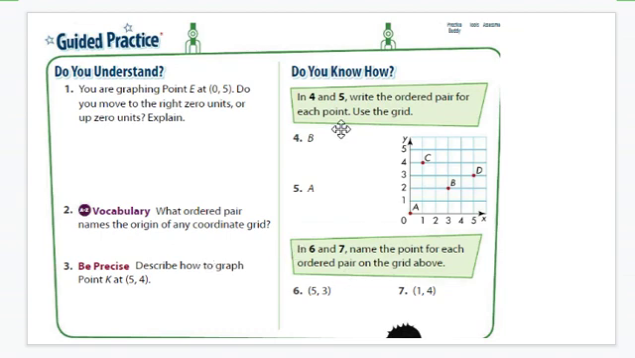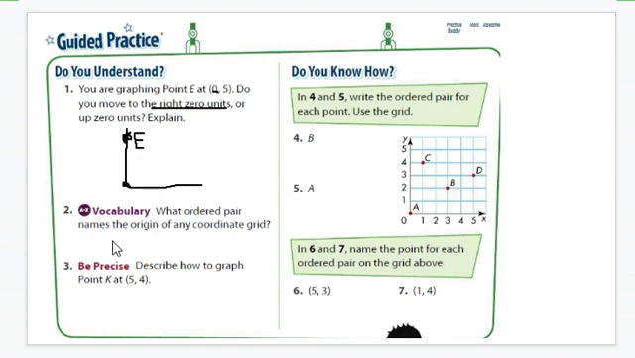Okay, so your classwork today is going to be this page. We're going to do this together. So number 1, if you're graphing point E at 0, 5, do you move to the right 0 units or up 0 units? So this answer is that you would move to the right 0 units, which means you don't move any units at all. So if I was graphing 0, 5, it's really hard to draw with this, you guys. Here's my origin. I would simply go up to 5, and this would be my point E. Because you go to the right 0 and then up 5.